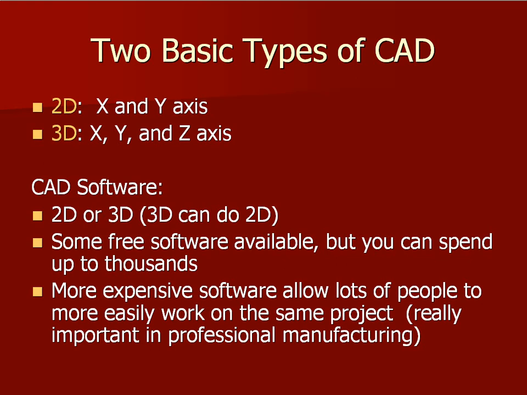The more expensive software allows people to more easily work on the same project. So this is really important when you're talking about professional manufacturing. If you're working for an engineering firm and you have offices in different locations, and even if it's just the cubicle down the hallway, you need to be able to have multiple people look at drawings and make changes, and that's what more advanced software does.